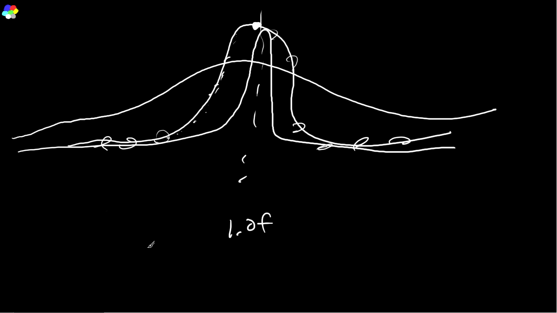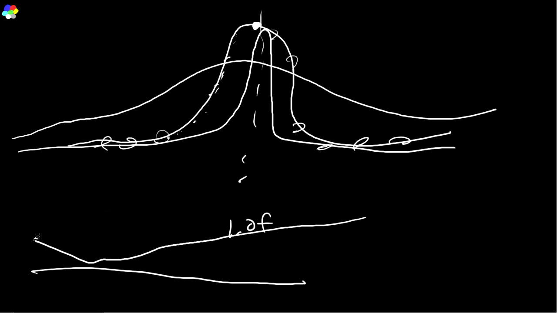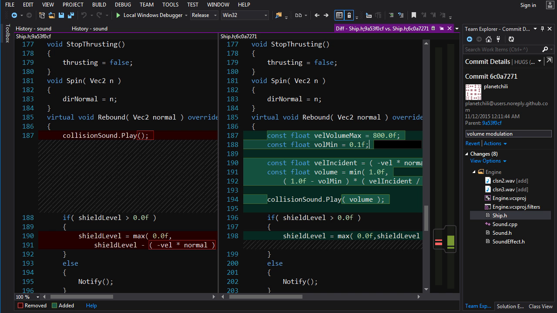If your ship is moving like this, almost parallel, and just sort of glancing off the side, obviously you don't want that to make as big a sound as if you're moving directly into and crashing into the wall. So we take the velocity vector, the component in the direction of the surface that we're colliding with. That's all that this is doing in here.